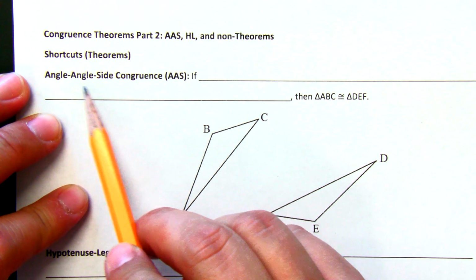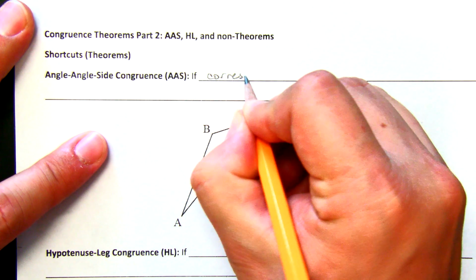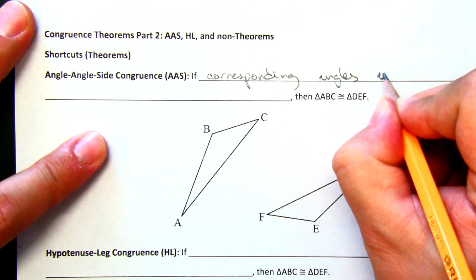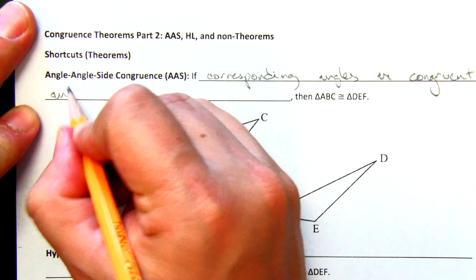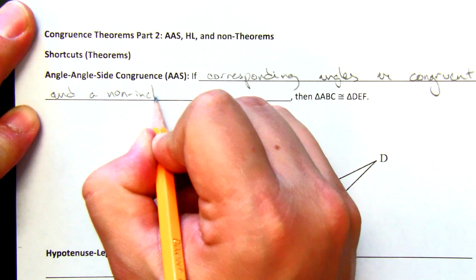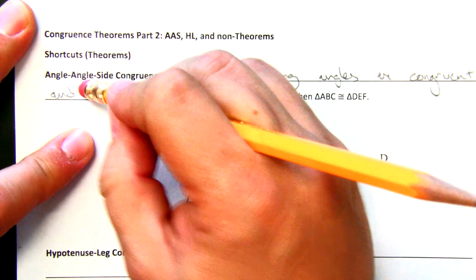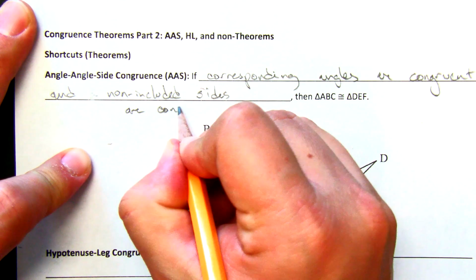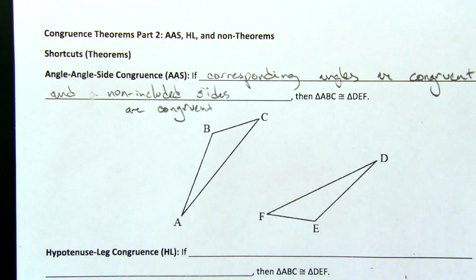This works: angle-angle-side, AAS. This tells me that if corresponding angles are congruent, and a non-included side, and I guess I should say non-included sides, are congruent, then our two triangles, ABC and DEF, are congruent.